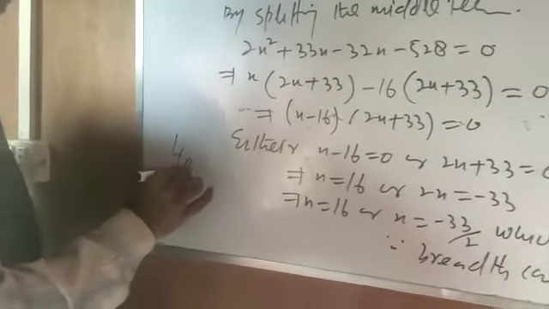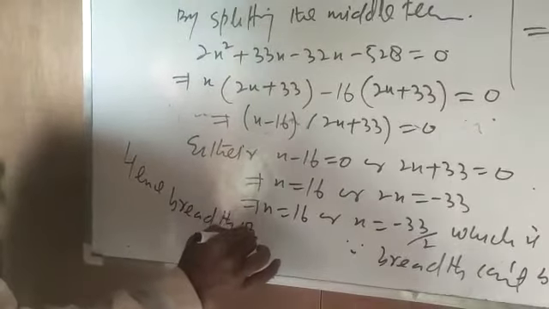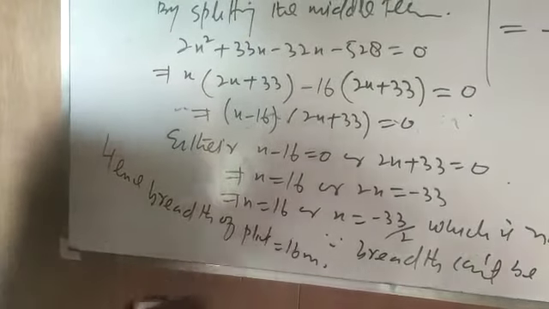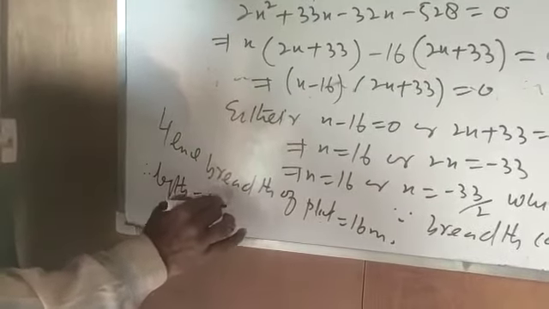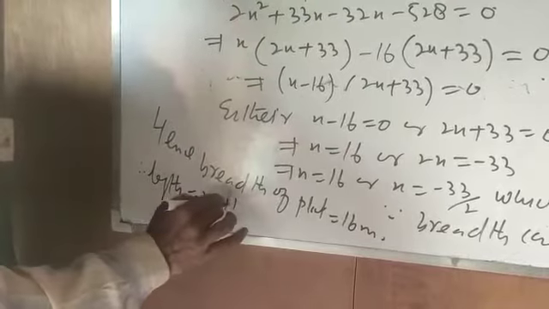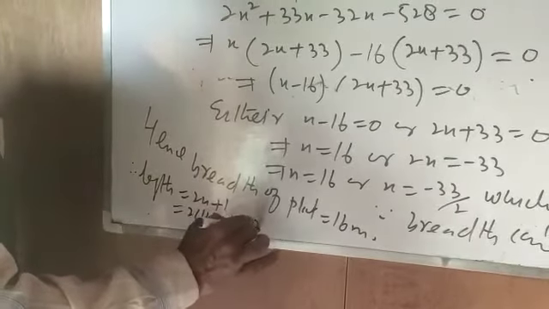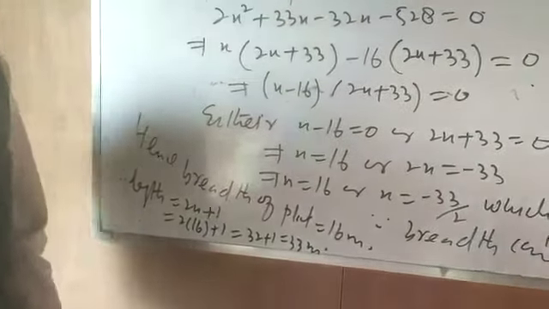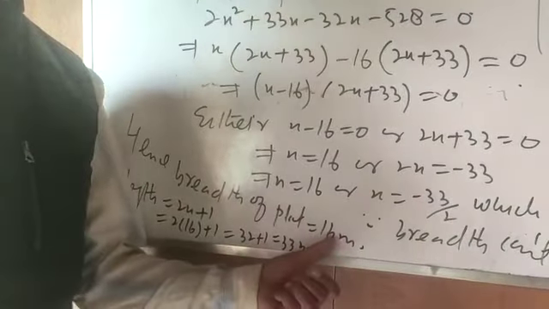Hence, breadth of the plot is equal to 16 meters. Therefore, your length is equal to 2x plus 1. So I can say 2 into 16 plus 1, 32 plus 1 is equal to 33 meters. So length of the plot is equal to 33 meters and breadth of the plot is 16 meters.